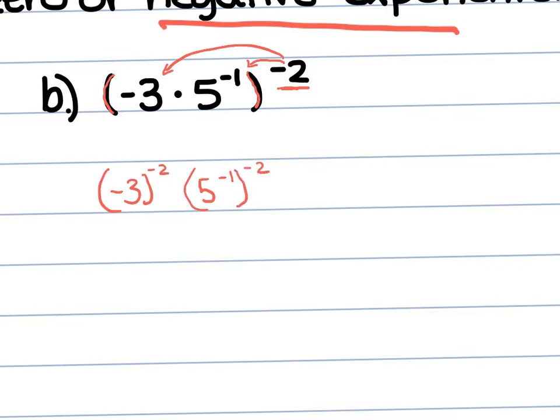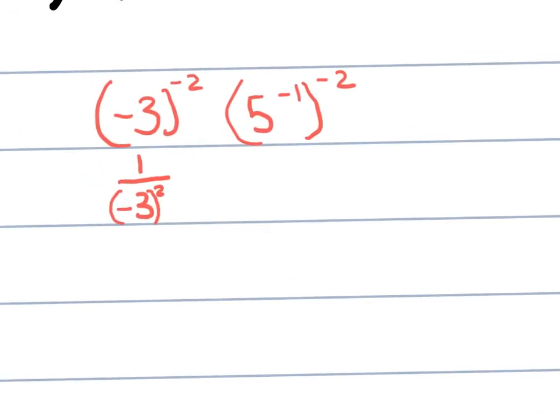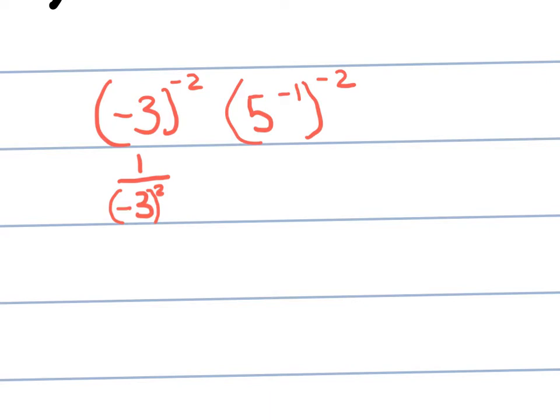Well, let's take a look. Right there, we've got -3 to the -2nd power. So what that's going to look like is this. 1 over -3 to the 2nd power. So what we're looking at there is 1 over -3 to the 2nd power. -3 times -3 is a positive 9. Negative times a negative is a positive. 3 times 3 is 9.